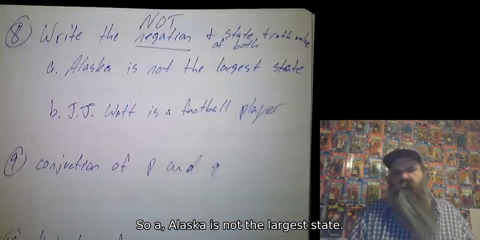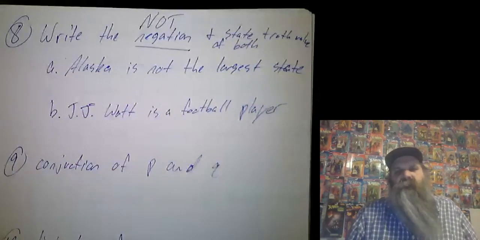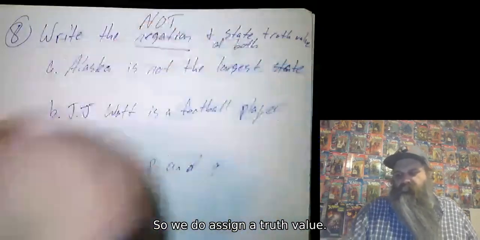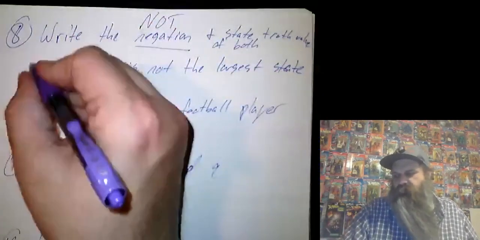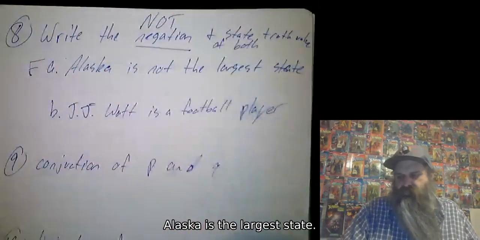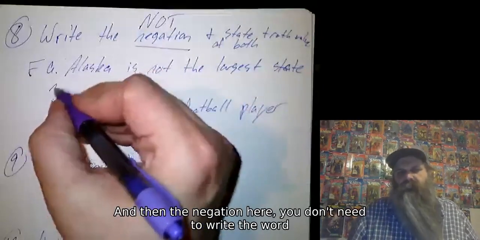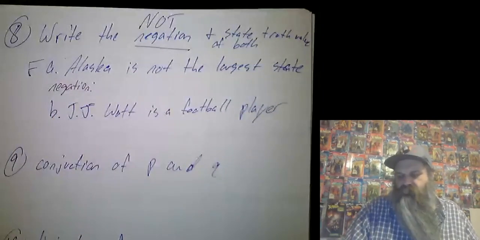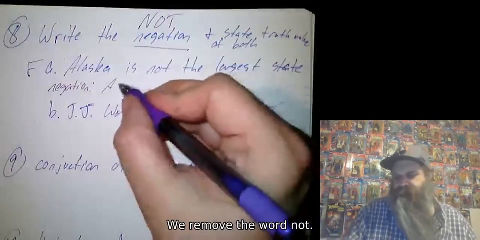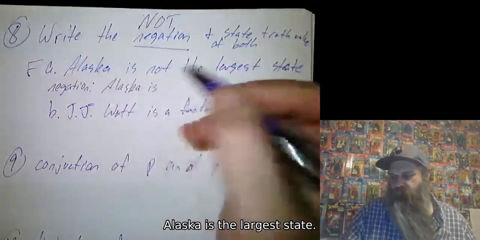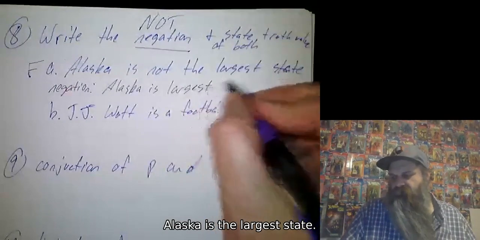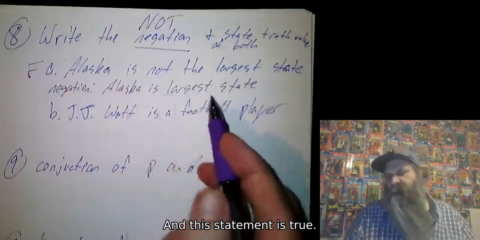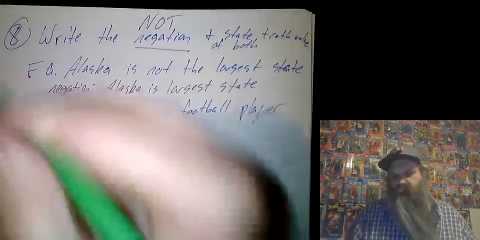So, A, Alaska is not the largest state. Alaska is the largest state. So we do assign a truth value. This is false. And then the negation here, you don't need to write the word negation, but so you know what's happening. We remove the word not. Alaska is the largest state. And this statement is true.